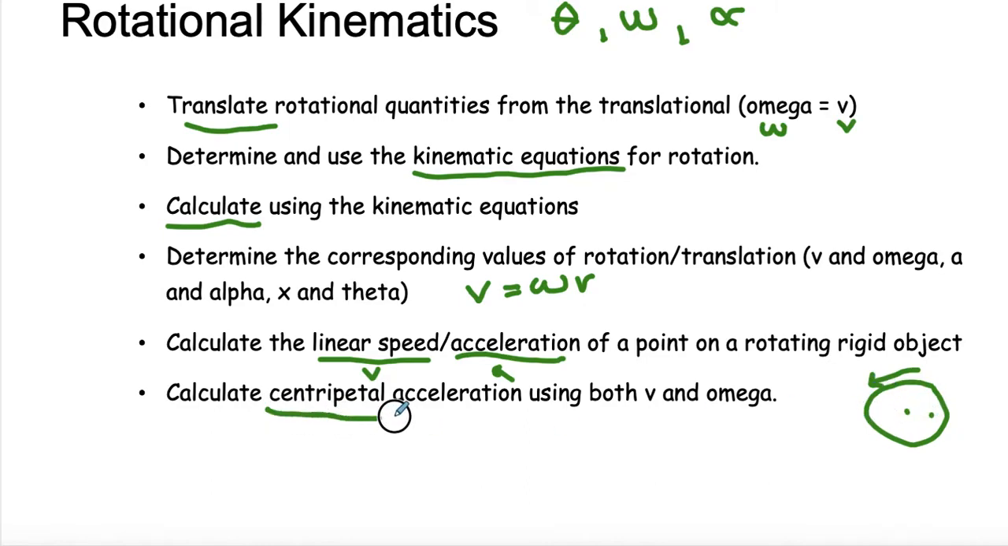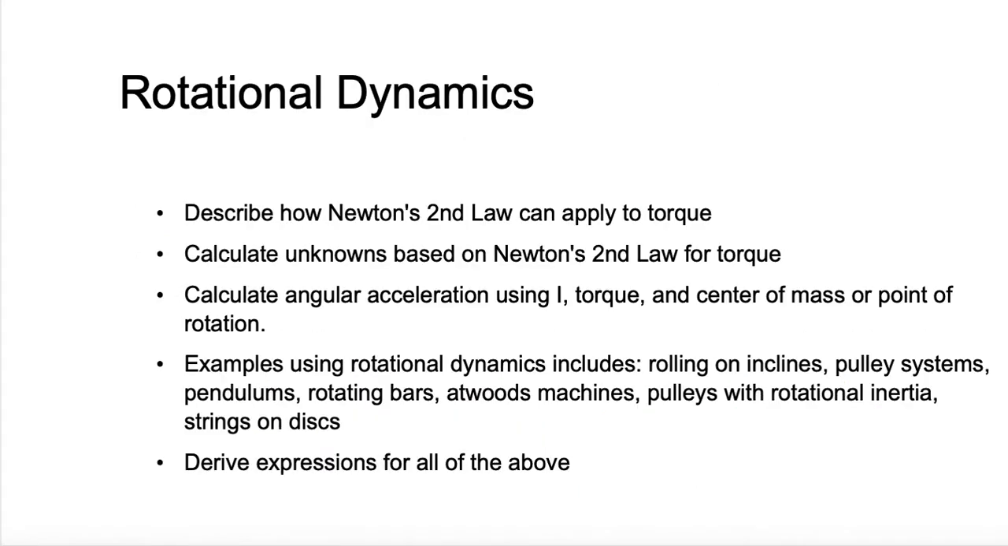And then centripetal acceleration. Know how to use that. You should know both in terms of v and omega. Centripetal acceleration is v squared over r in terms of v, and in terms of omega, it's omega squared times r. So two ways of getting centripetal acceleration. All right, rotational kinematics. I think this is the easiest of the stuff on rotations.